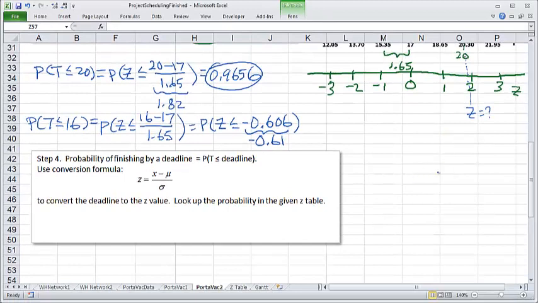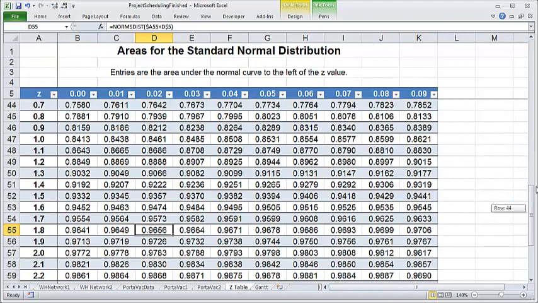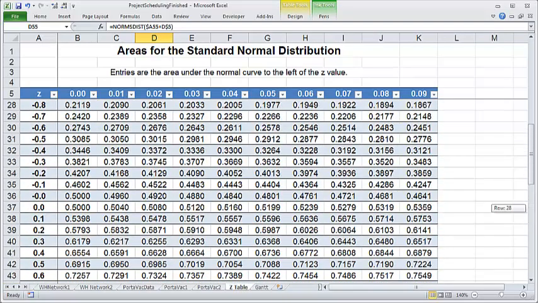So the picture is like this. If this is a z scale here, negative 0.61, that's somewhere on the left because in the middle is a 0. So here we have negative 0.61, and we're looking for this area. So this area is going to be smaller than 50%, smaller than half. So let's take a look. Negative 0.6 and then 1. Here it is, 0.2709.